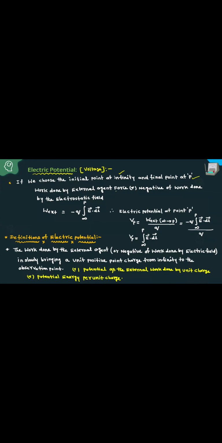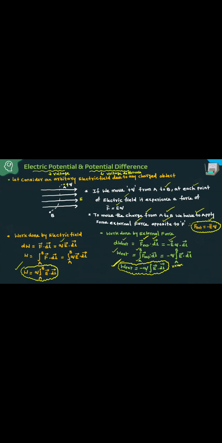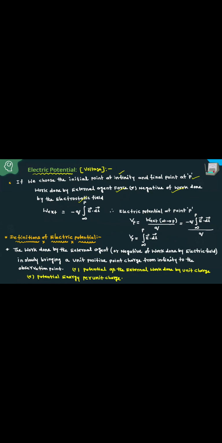Work done by external agent is equal to the negative of work done by the electrostatic field. Correct or not? W external equal to minus W. Correct, friends? Work done by external agent equal to negative of work done by electric field.